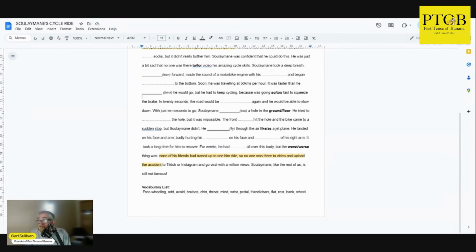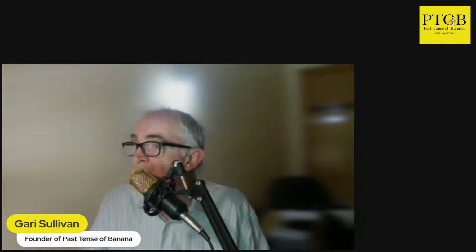And this is very relevant to the student. This is something that is of interest to them, because like I say, most students, most teenagers, they have a cycle. And it really is just about ensuring that you really do deliver student-centered learning. And that's what Past Tense of Banana is all about.